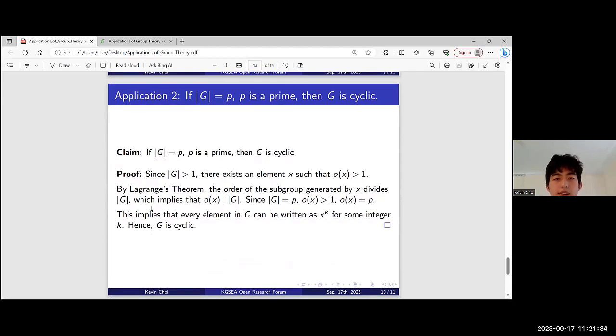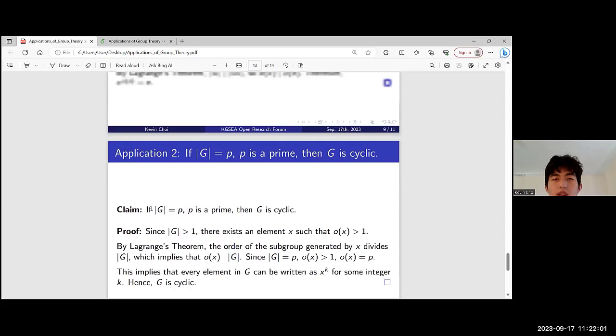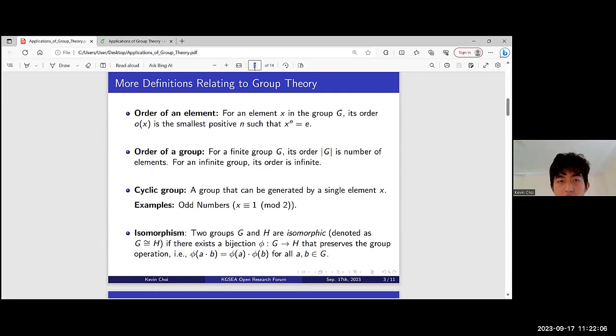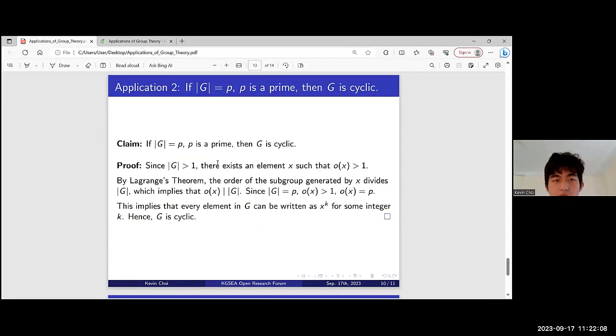Next, I would like to talk about the second and last application, which is that if the magnitude of G is p, and let's say p is a prime number, then G is cyclic. And all these terms I talk about, like cyclic or the order, I explained in slide 3 as well. The definitions I have provided in these slides are very essential in solving these problems. So now let's start the proof.